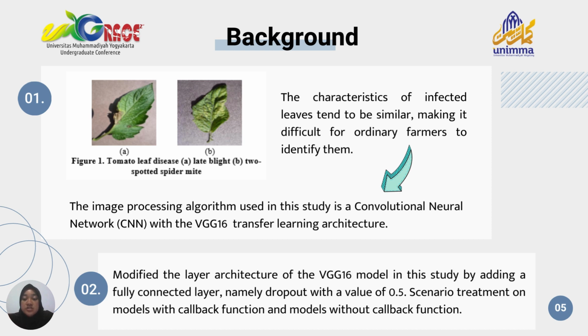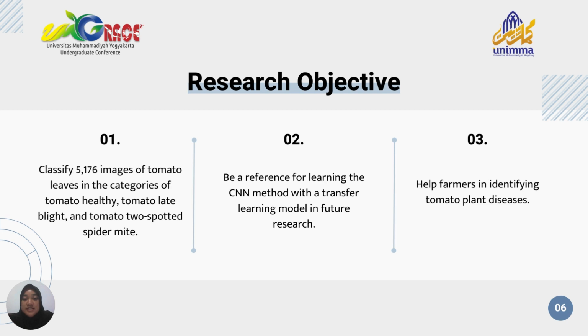The novelty of this research is modified layer architecture of the VGG16 model by adding a fully connected layer, namely dropout with a value of 0.5, and scenario treatment models with callback function and models without callback function. This research classifies tomato leaf disease via the CNN method, where the VGG16 architecture is used to maximize the performance of the classification model over 5,176 tomato leaf images, so that the classification accuracy obtained is maximum and accurate.